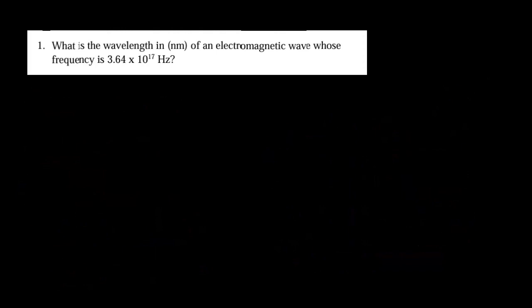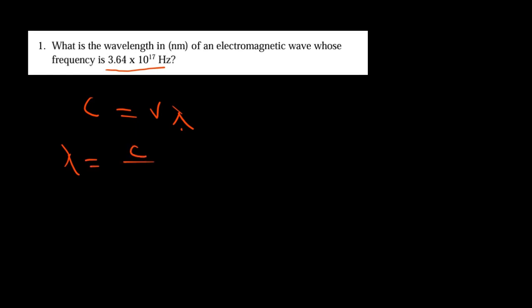So the first one here, they're saying what is the wavelength in nanometers of an electromagnetic wave whose frequency is 3.64 times 10 to the power 17. So here we use the wave equation. We know that the speed of light is equal to the frequency multiplied by the wavelength. We want to find the wavelength, so we make it the subject, so it will just be speed of light divided by the what?